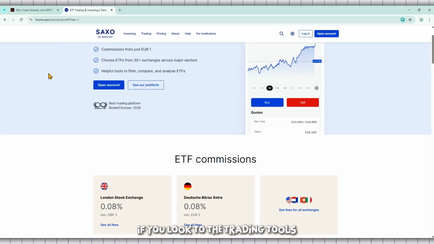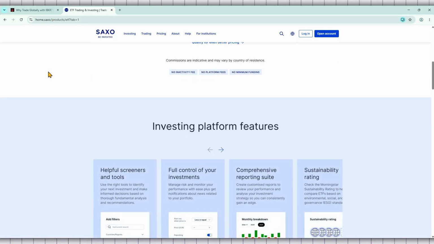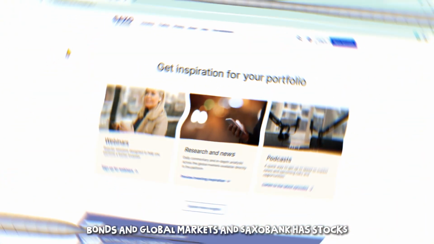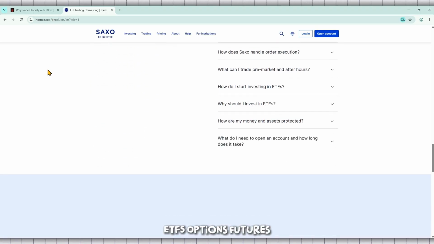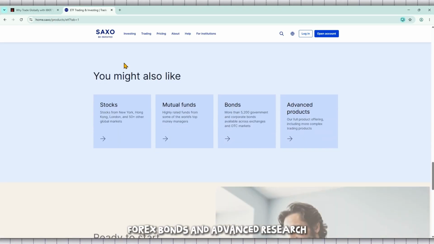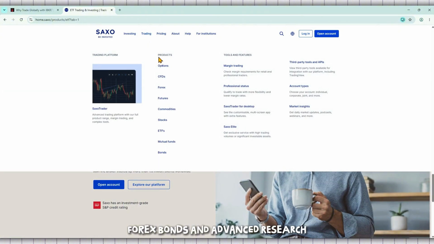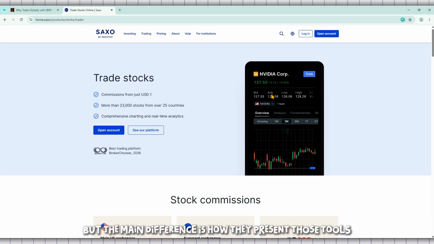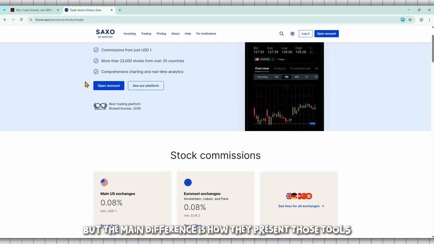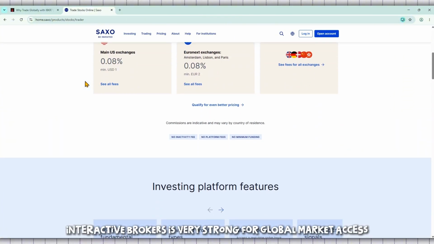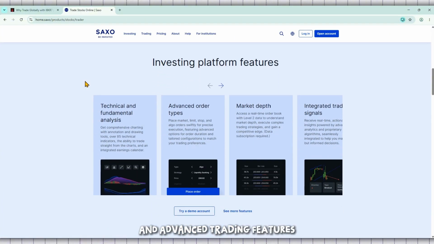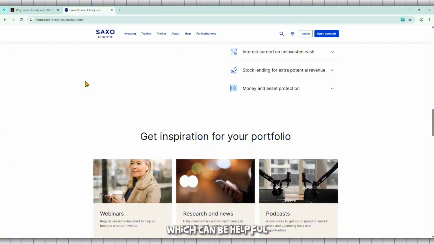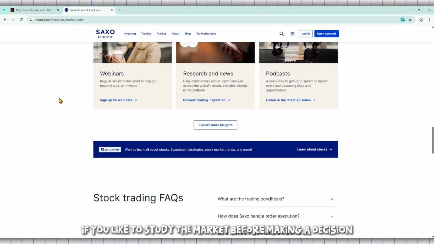If you look at the trading tools, Interactive Brokers has stocks, ETFs, options, futures, bonds, and global markets. And Saxo Bank has stocks, ETFs, options, futures, forex, bonds, and advanced research. So both platforms give you access to many important investment products. But the main difference is how they present those tools. Interactive Brokers is very strong for global market access and advanced trading features, while Saxo Bank gives you a more research-focused experience, which can be helpful if you like to study the market before making a decision.